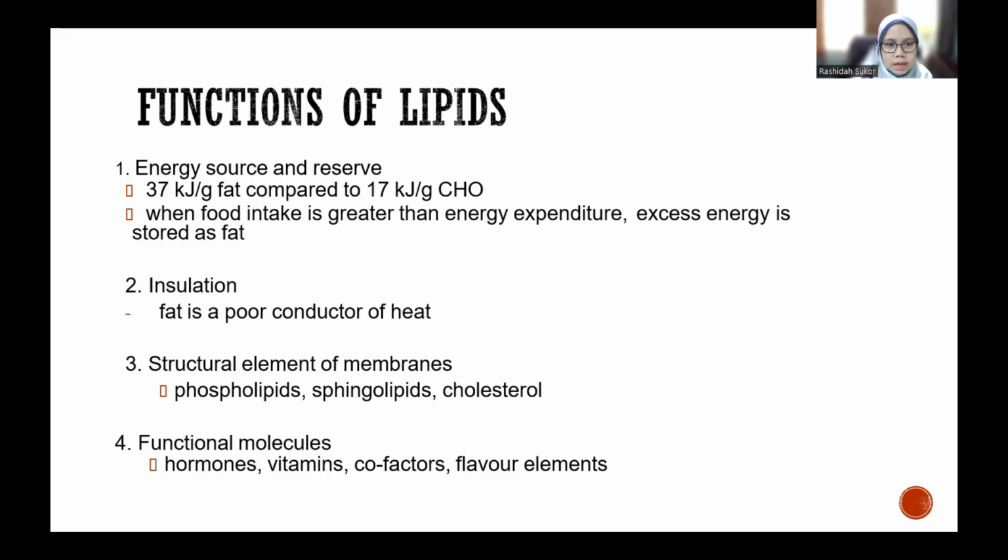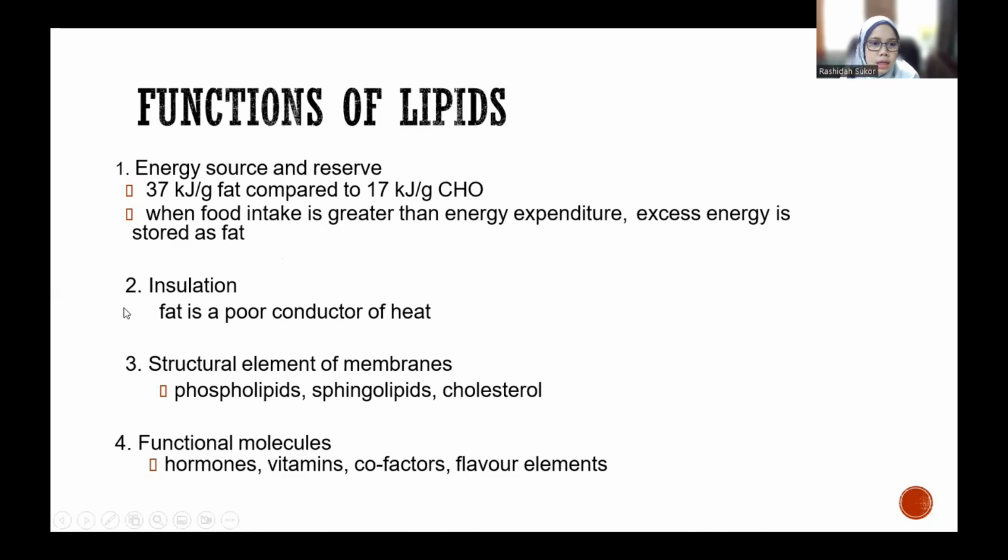So for diet purposes, in terms of balancing between the intake and the energy expenditure, when the food intake is greater than the energy expenditure, that means you don't use a lot of energy and burn the fat. So this excess energy is stored as fat in the body. So that's why, with a balanced diet, we also have to expend energy. That means we have to exercise to burn the fat from the food intake that we take from our meals.